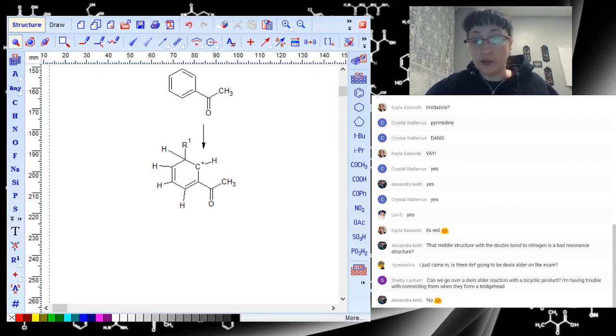And yes, we can go over a Diels-Alder. Grab a model kit if you don't have one, because I'll bring mine out.